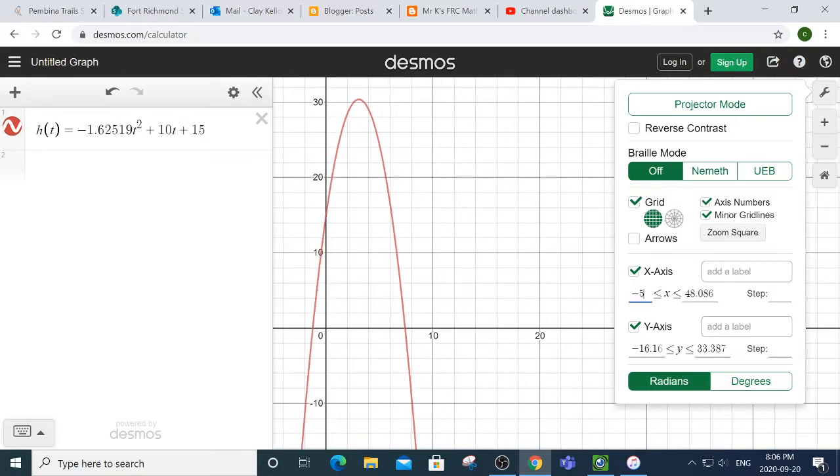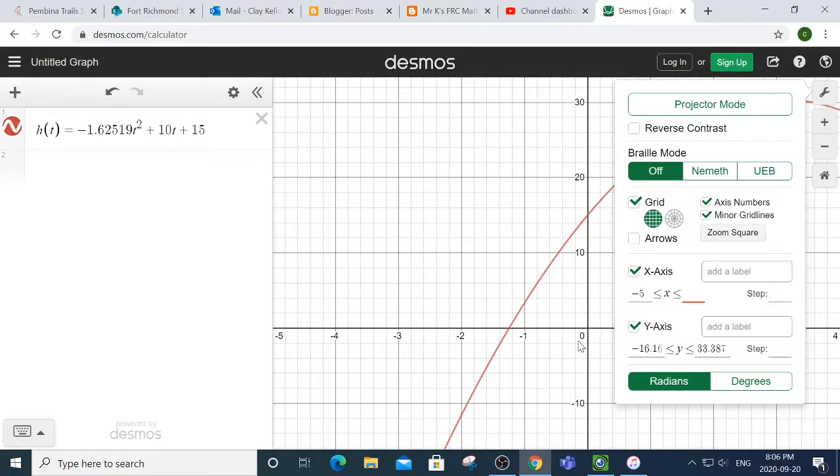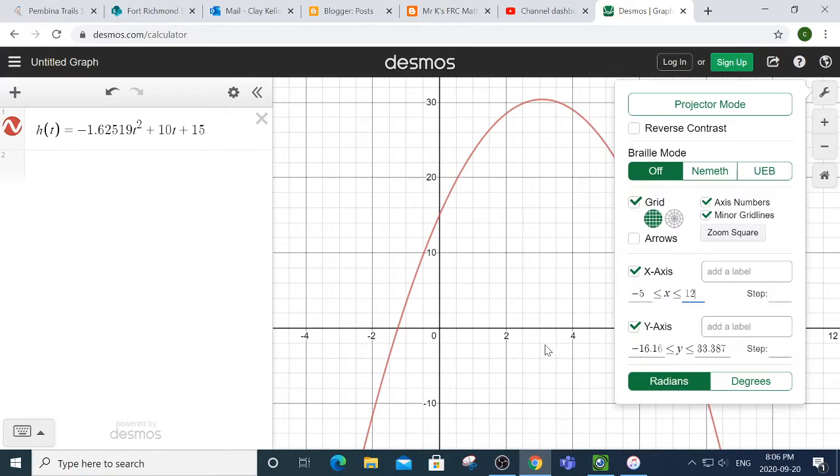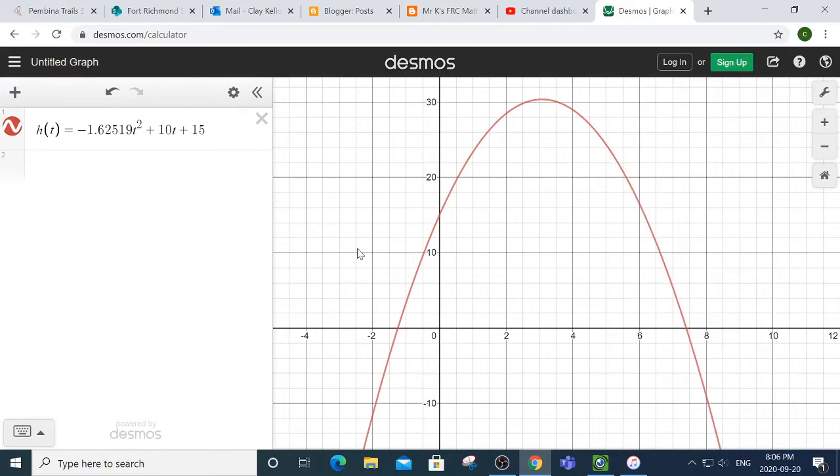There we go. And then for the positive side, we don't need to go nearly as big as 48. So we can go to, I don't know, does 15 work? Actually, even that's a bit big. How about 12? Plenty of size. There we go. We've got a nice looking graph now.